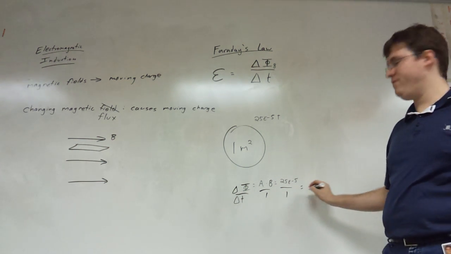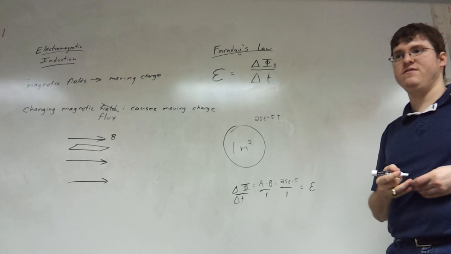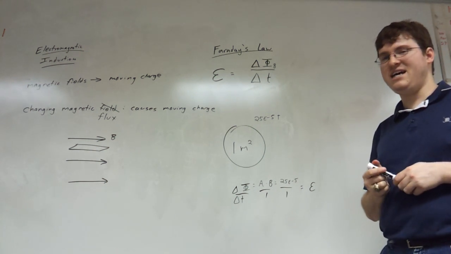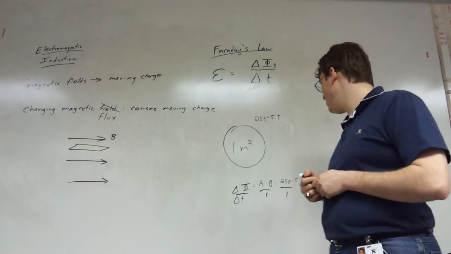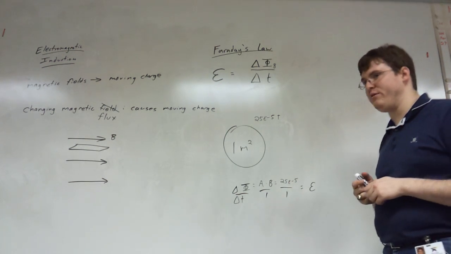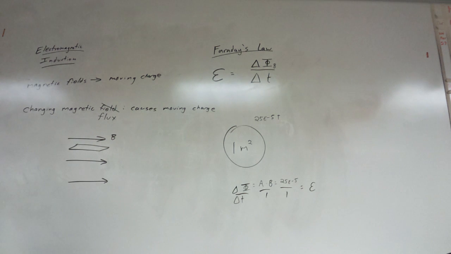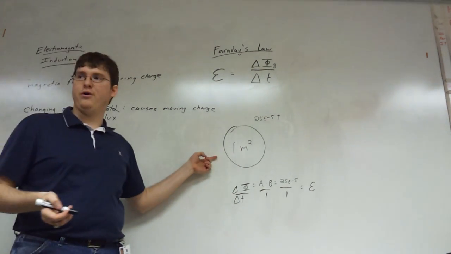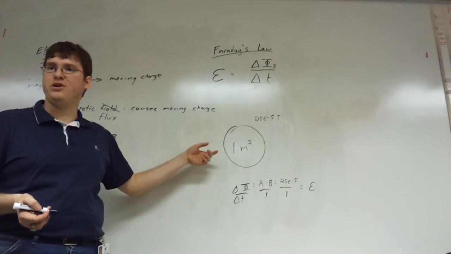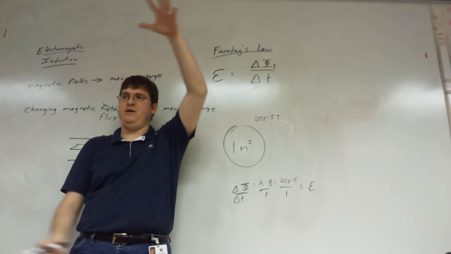Is that a big EMF? 25 e negative 5? That's tiny. That's a tiny, tiny voltage. You couldn't even feel that on your tongue. Then why do you think it's that voltage? Okay, so how is modern society possible if bringing a square hoop, or a 1 meter squared hoop, which is actually kind of big, it's like that big or so.